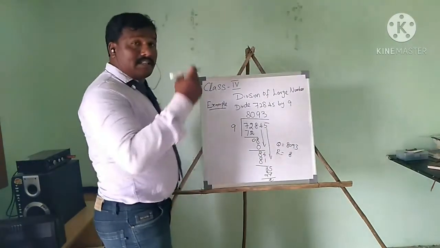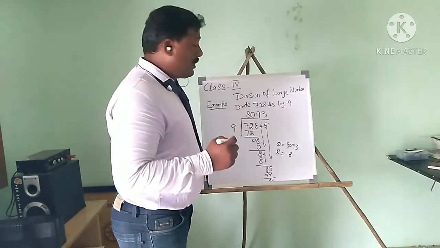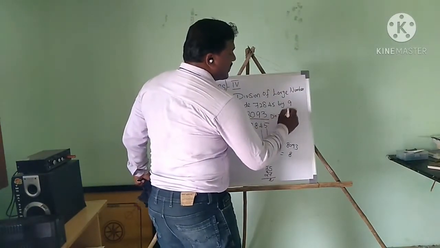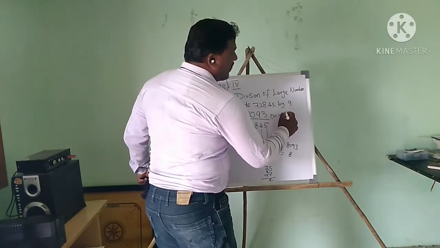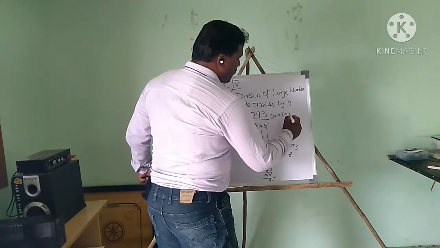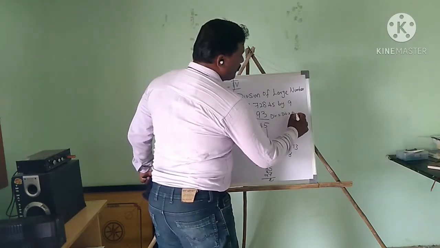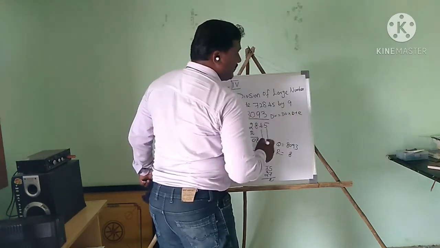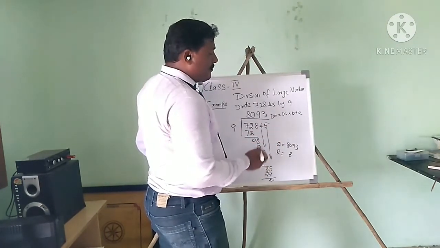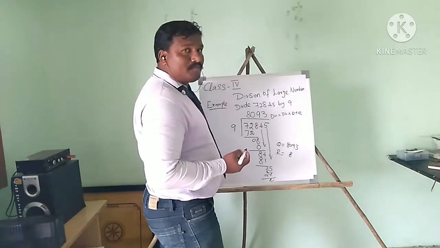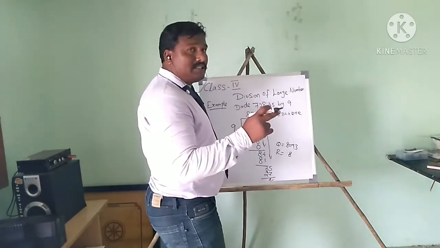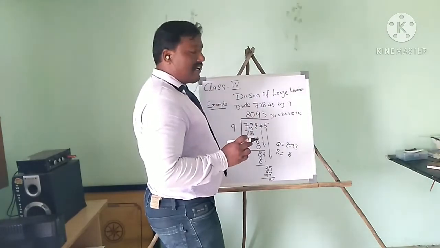So as per that algorithm, last video I told you, dividend is equal to divisor multiplied by quotient plus remainder. That's the algorithm. What is the algorithm? Dividend is equal to divisor multiplied by quotient plus remainder.